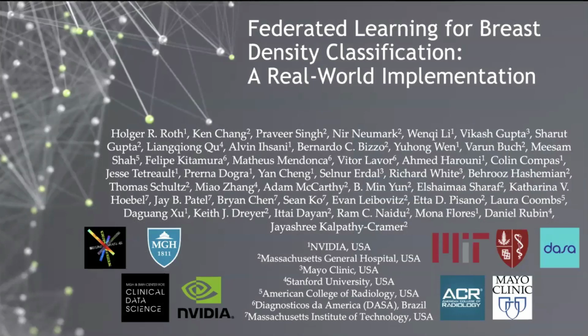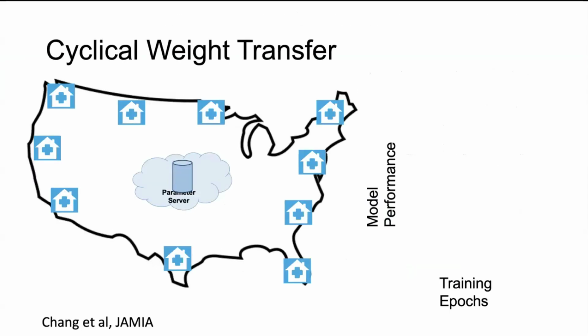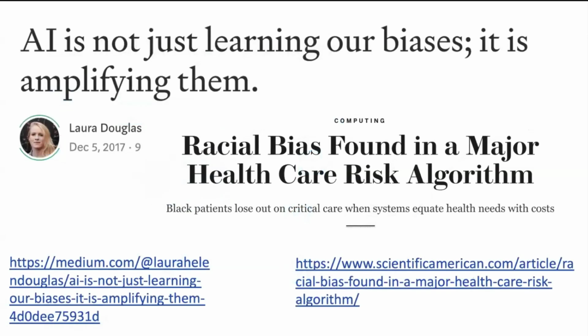We've done a real-life implementation of this with a number of sites as part of a collaboration with NVIDIA and others. And we can show that even though the intensity distributions coming from the different scanners can look quite different, federated learning allows you to create a model that works pretty well for all sites. As mentioned, in cyclical weight transfer we learn at each site and go sequentially. And again, we show that this works quite well.